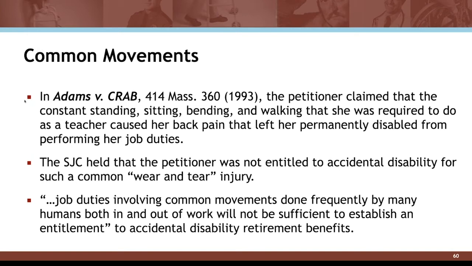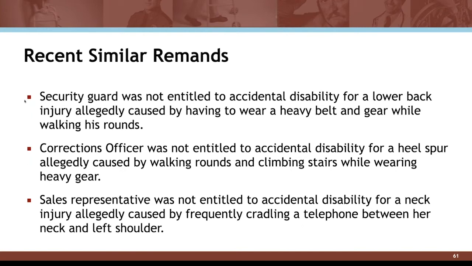Okay. They found that job duties involving common movements done frequently by many humans, both in and out of work, will not be sufficient to establish an entitlement to accidental disability benefits. And we've recently come across some. The first of these bullet points is a remand that we had to do recently. The next 2 bullet points are actually CRAB decisions that are on point.